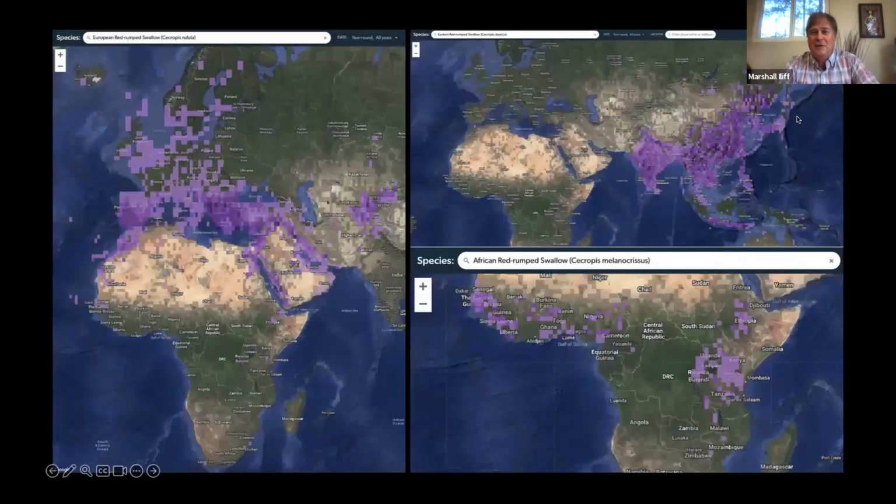But after we go through this process, we end up with these fairly neat maps that do show the range limits. European red rump swallow extending up to Kazakhstan and northwestern India. But you can see this European red rump swallow is really missing most of the winter range. And that's because we just couldn't find any reports that were carefully identified.